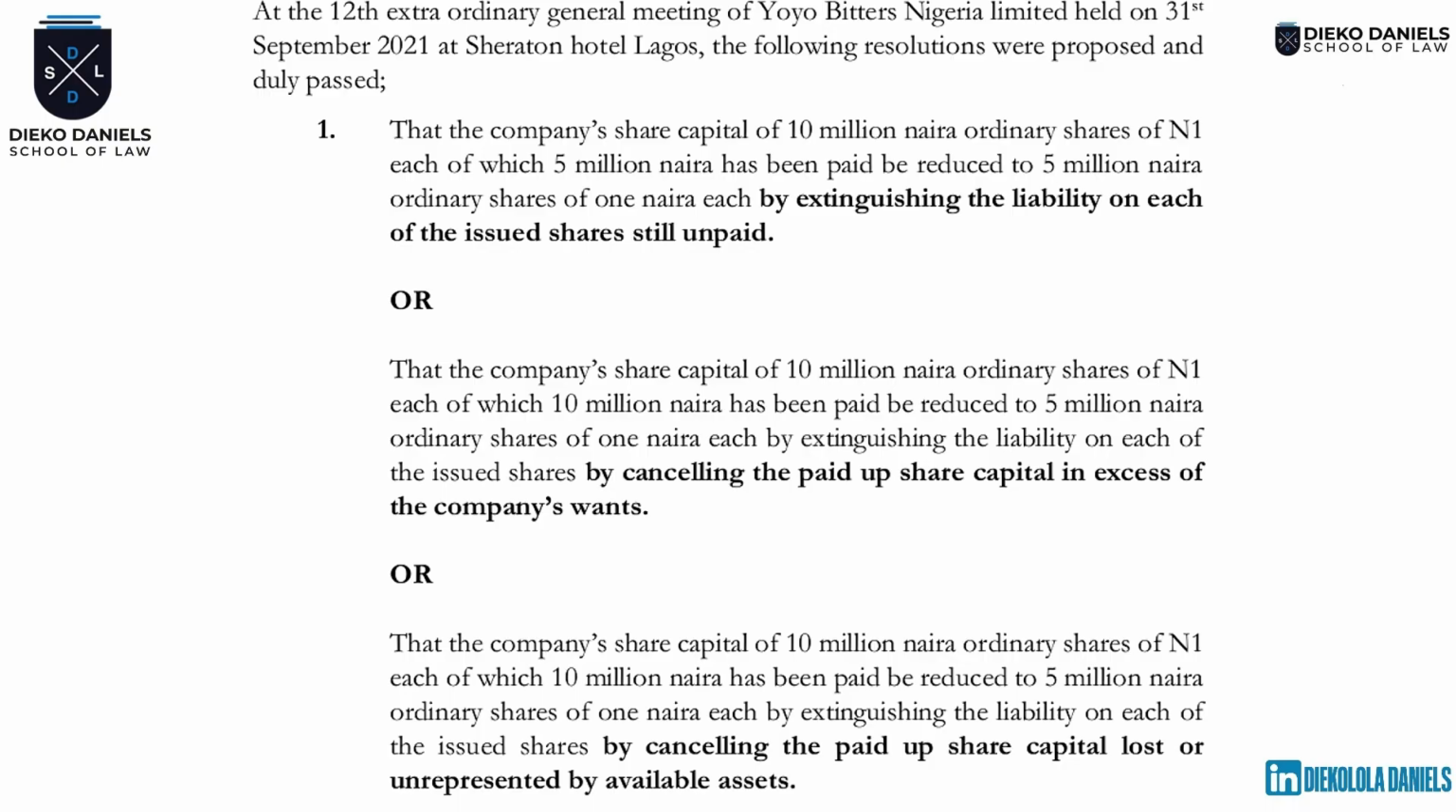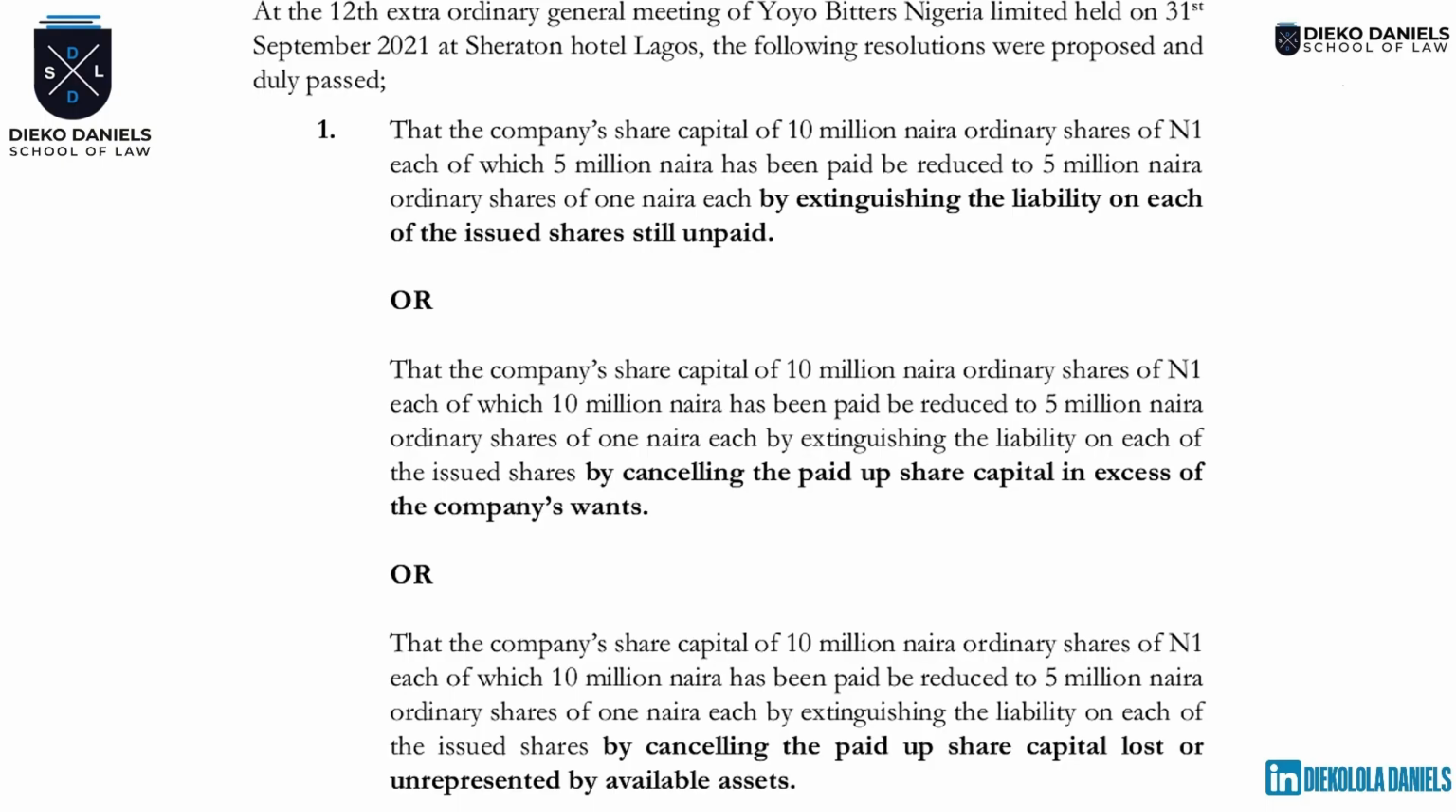Or you come under C, where you are saying that, 10 million naira, of which all has been paid, or of which 10 has been paid, but we still want to cancel, right? We want to cancel the other parts, right? We want to reduce it to 5 million naira by extinguishing the liability, by cancelling the paid up share capital in excess of the company's wants. Do you understand that? Or we go to number 3.